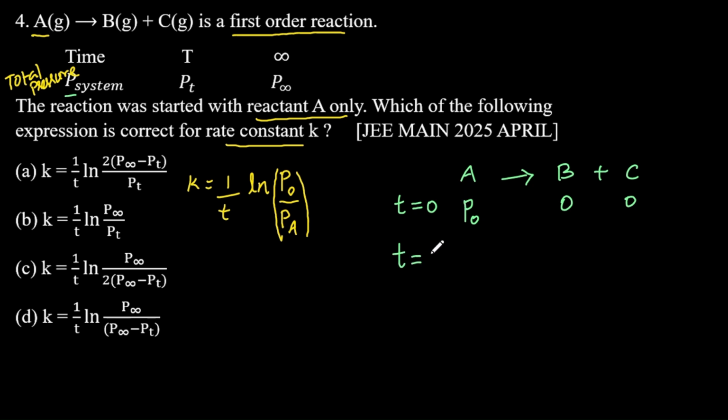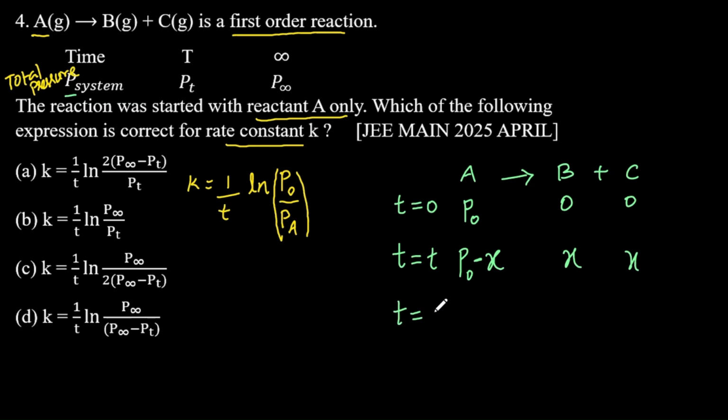Then at time t equal to T, that is after some time, the partial pressure of A will be reduced by X, and the partial pressure of B will become X. As the products are formed, the partial pressure increases, so it is positive. As the reactant decreases, its concentration decreases, so we have to mention minus.